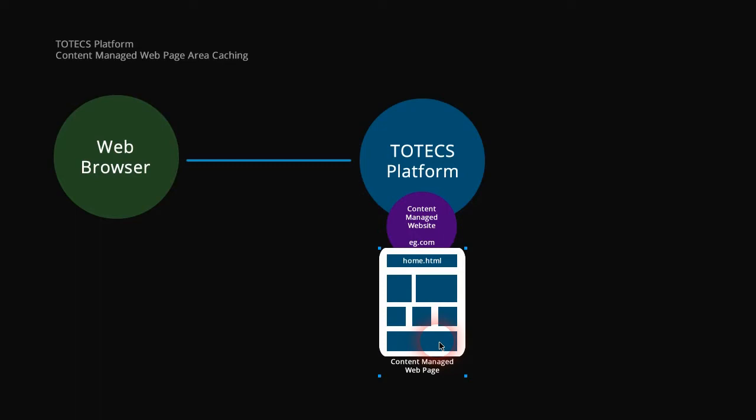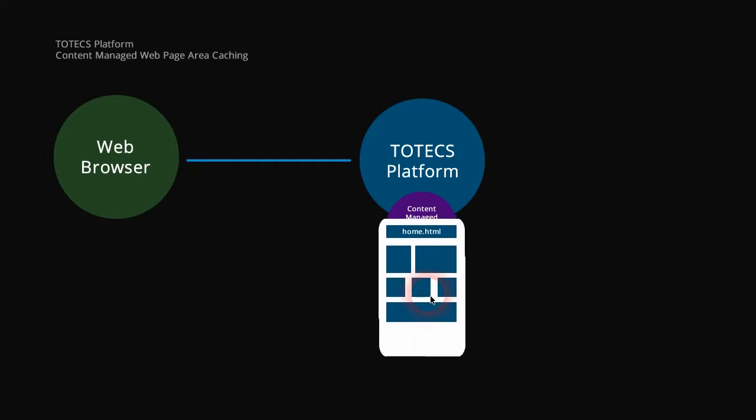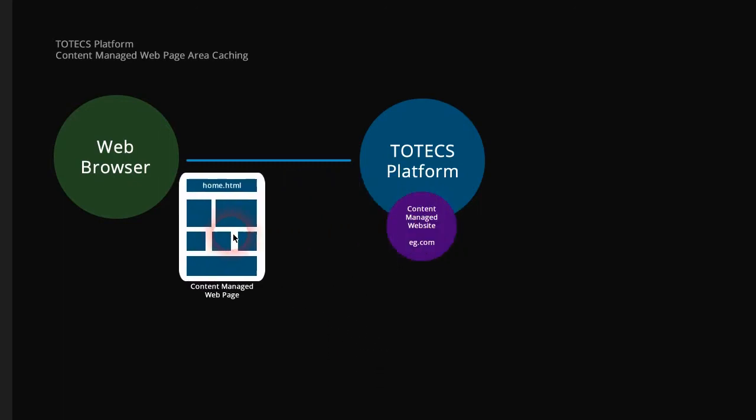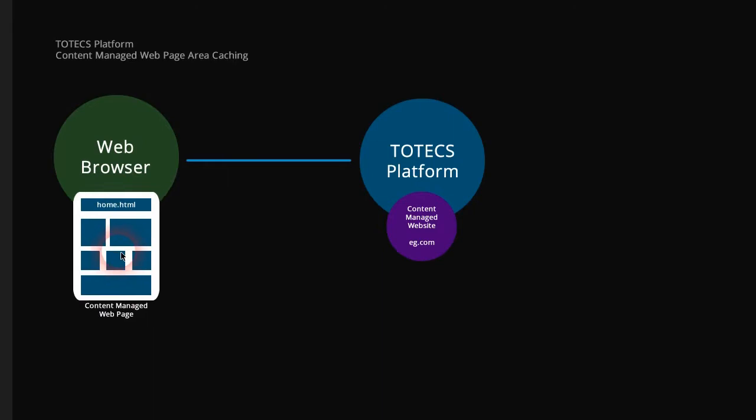So each content managed web page hosted on the platform can have any number of areas added to a web page. And that's a very powerful feature, but with that power comes additional complexity in order to generate these web pages, because more areas requires more effort to obtain the content and then ultimately send the final generated web page back to the web browser where it can then be loaded up.